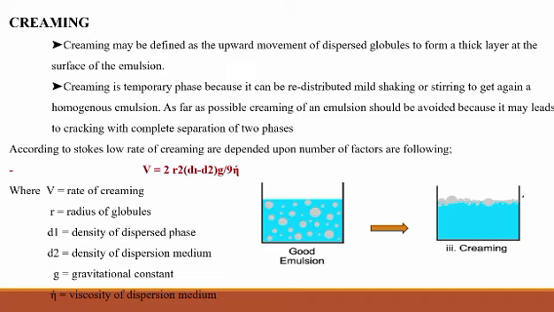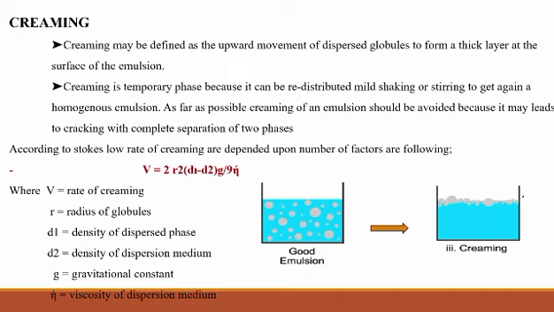It is a temporary phase. It can be easily redistributed by mild shaking or stirring to get a homogeneous emulsion. If it undergoes a shaking or stirring process, we can easily get a homogeneous emulsion. It is just a temporary phase.